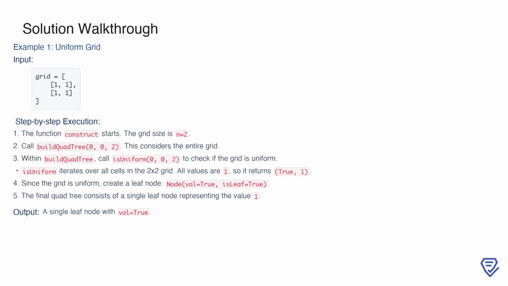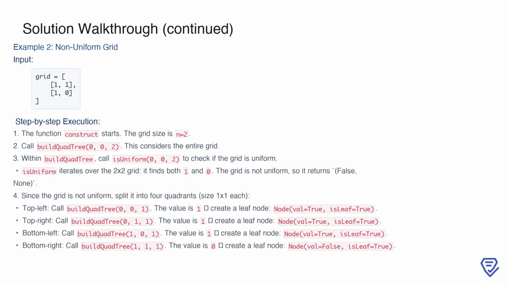Therefore, it concludes that the grid is uniform and returns true along with the value 1. Based on this, we create a leaf node with val equals true and isLeaf equals true, representing the uniform grid. The final quad tree here is simply a single leaf node with a value of true. Now, let's analyze a 2x2 grid where the values are not uniform. The grid contains 1 in 3 cells, but the bottom right cell has a value of 0.